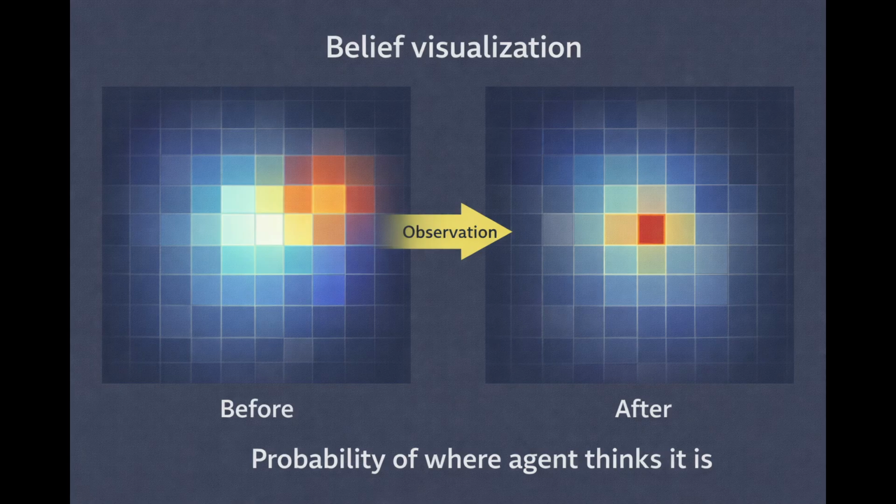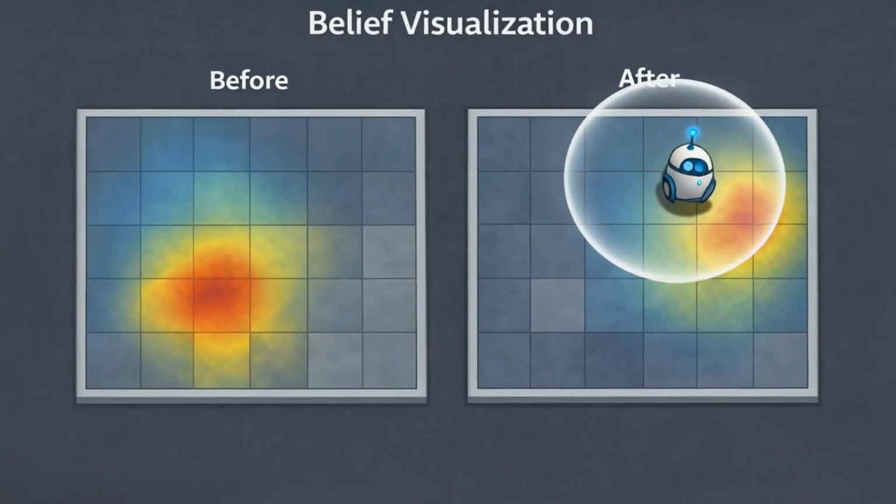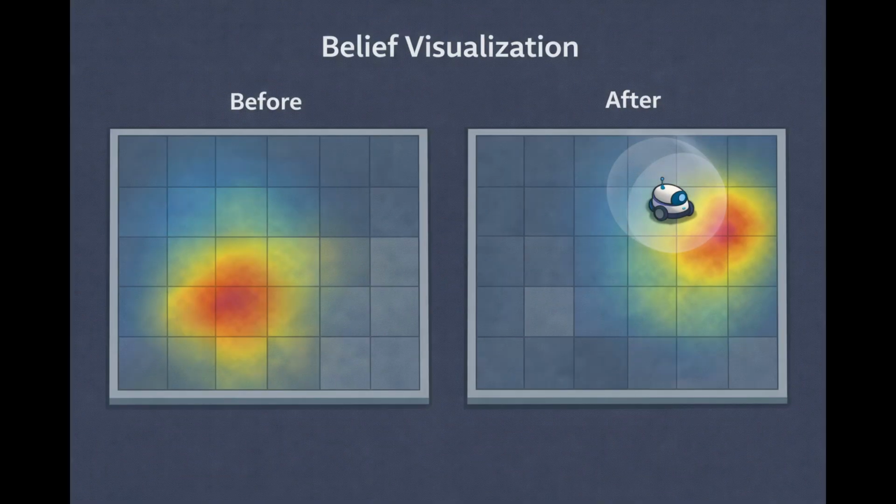This leads to one of the most important ideas in POMDPs, the belief state. A belief state is the agent's probability distribution over what the true state could be. It's like saying, given everything I have observed so far, here are the possibilities, and here's how likely each one is. If that sounds like filtering and estimation, that's because it is. POMDPs sit at the crossroads of reinforcement learning and probabilistic inference.